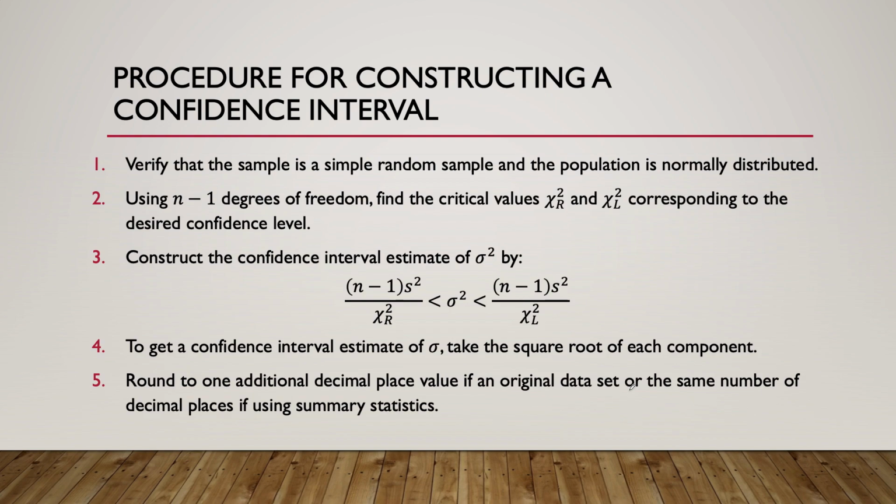To get the confidence interval estimate of the population standard deviation, take the square root of each of these components, and you would round to one additional decimal place if an original data set, or the same number of decimal places if using summary statistics as the sample variance or sample standard deviation.